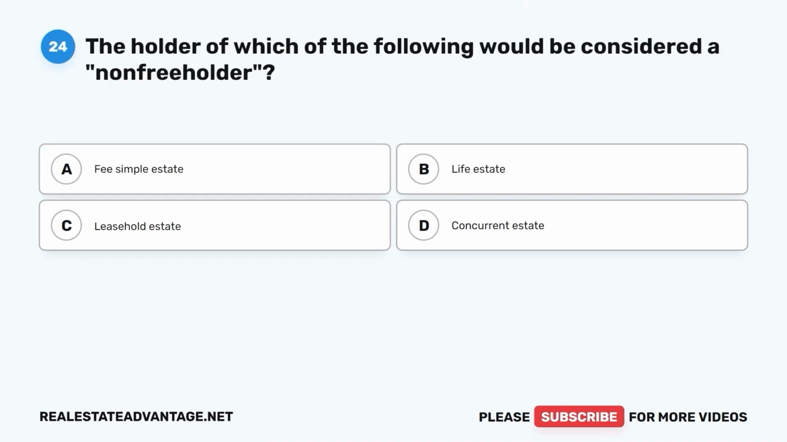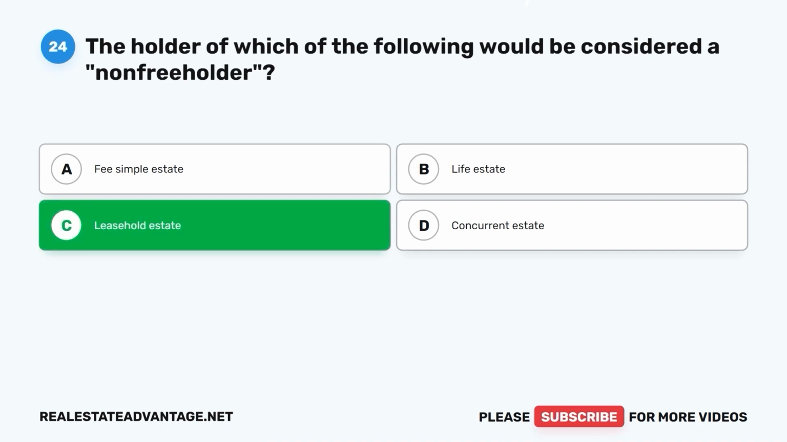Question 24. The holder of which of the following would be considered a non-freeholder? A. Fee simple estate. B. Life estate. C. Leasehold estate. D. Concurrent estate. The correct answer is C.